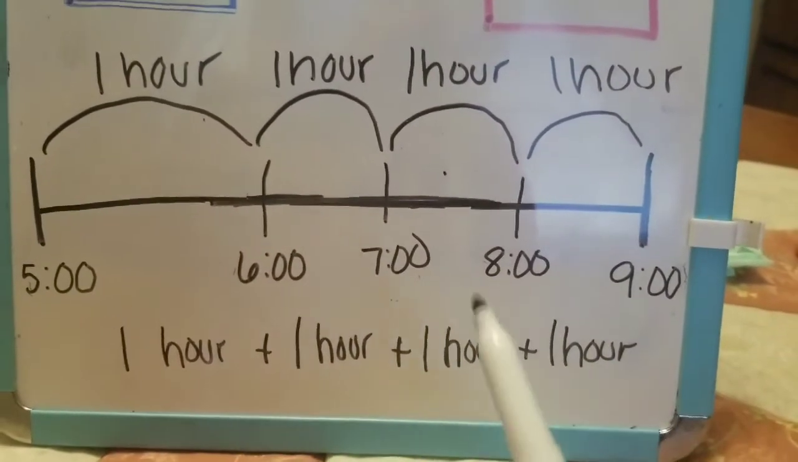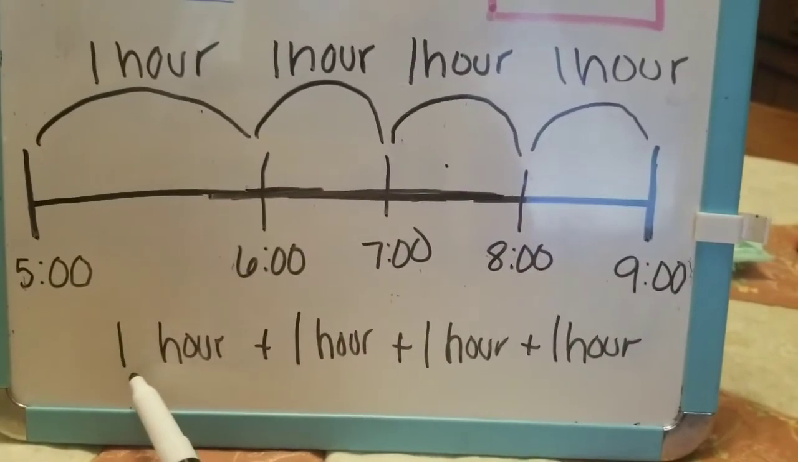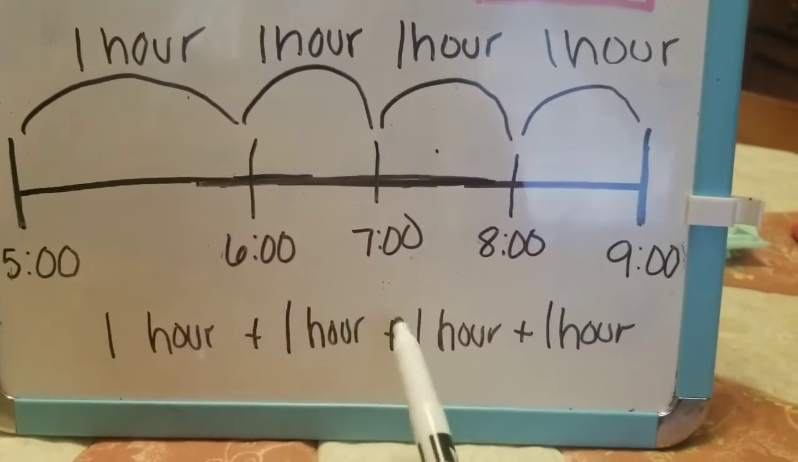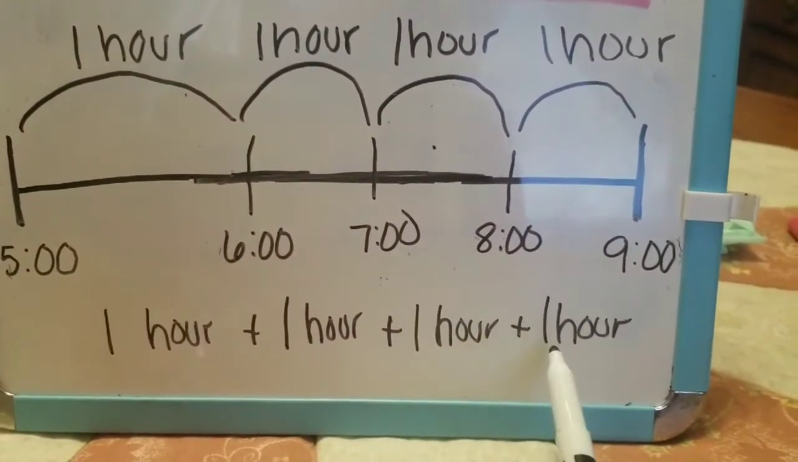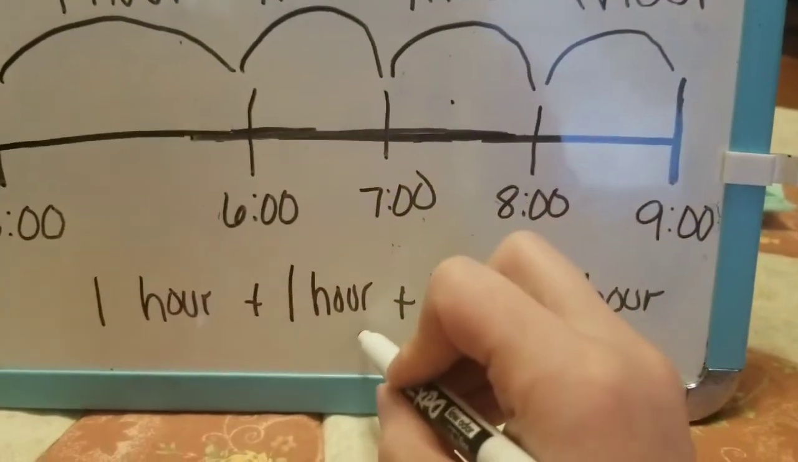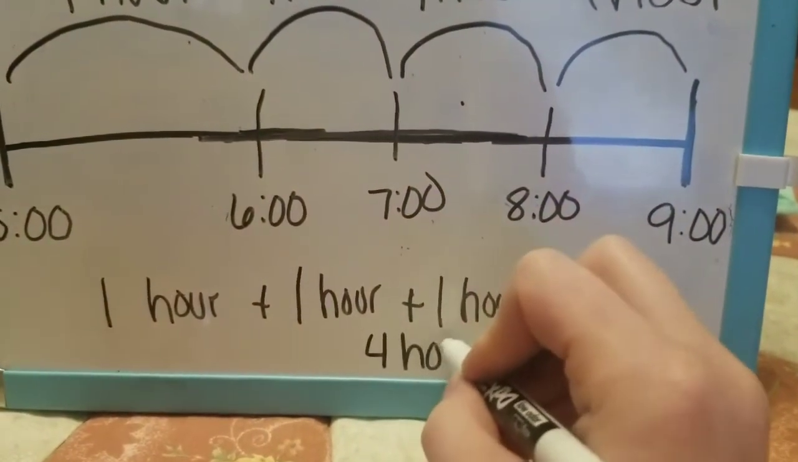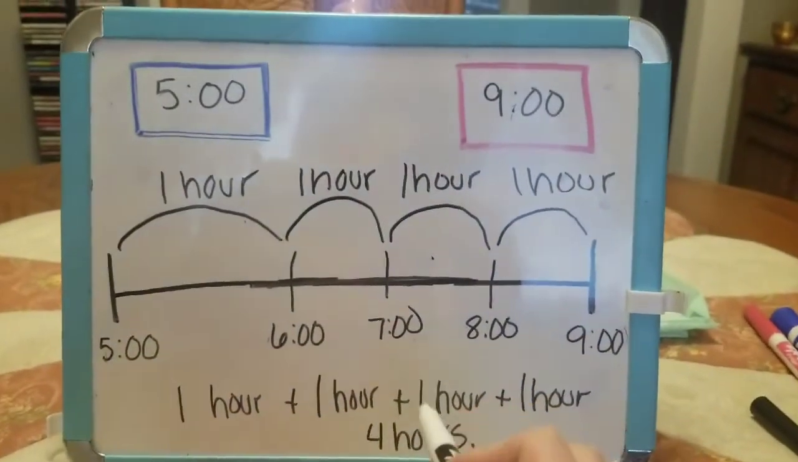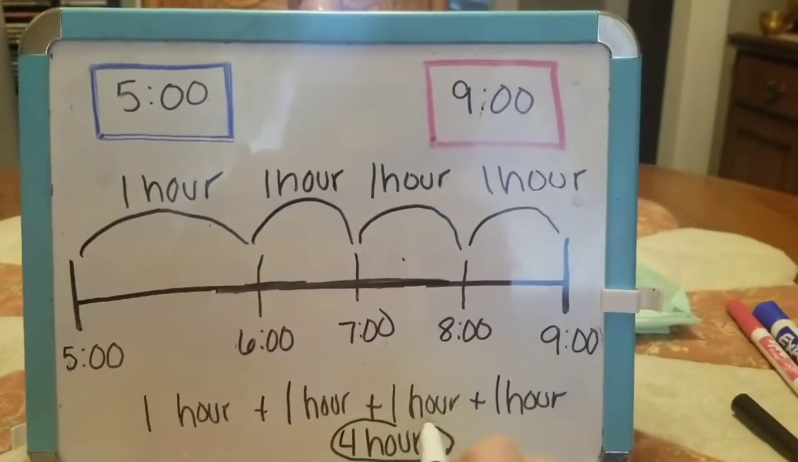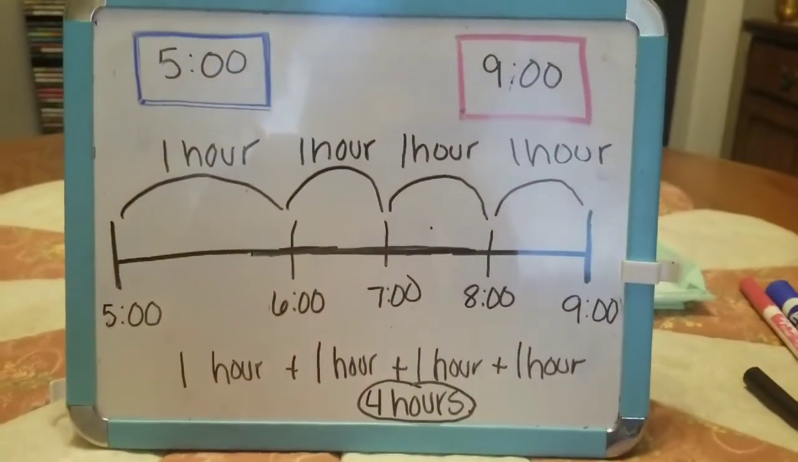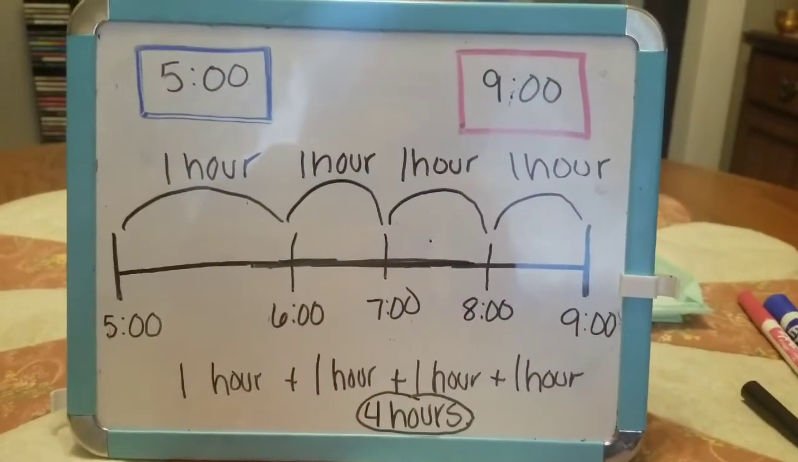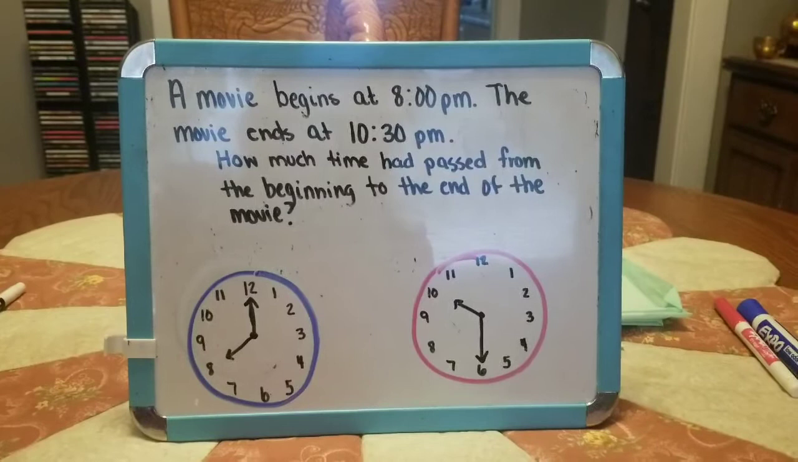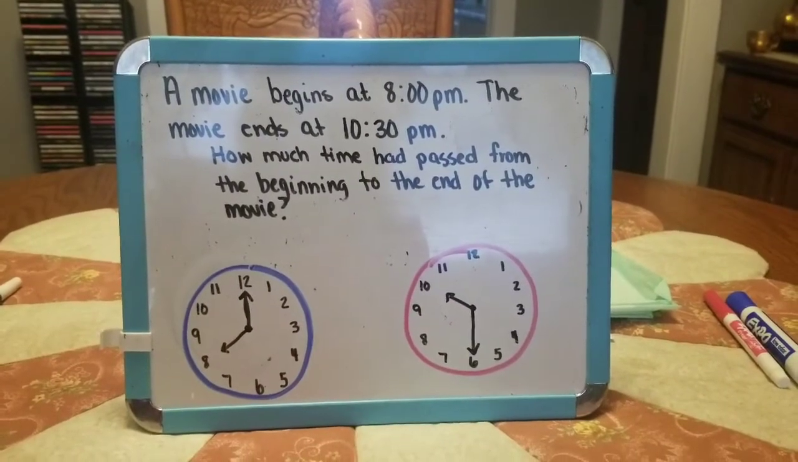4 hours. Good job. Because we have 1, 2, 3, 4. So 4 hours was how much time Miss Morris spent at work. And now you know how to do elapsed time. Let's do one more example together.